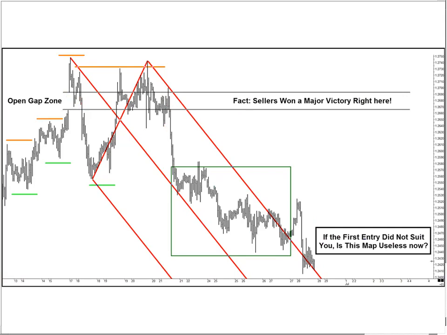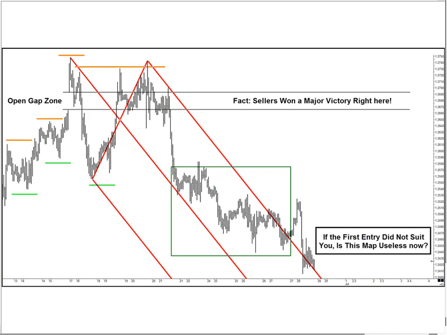And I'm just going to use the open gap zone, the low of the gap, the high of the gap. I'm just going to bring it all the way across. I know that the sellers won the victory here. The buyers tried and lost. The sellers were tested several times, and they won a major victory. Look at it right here.